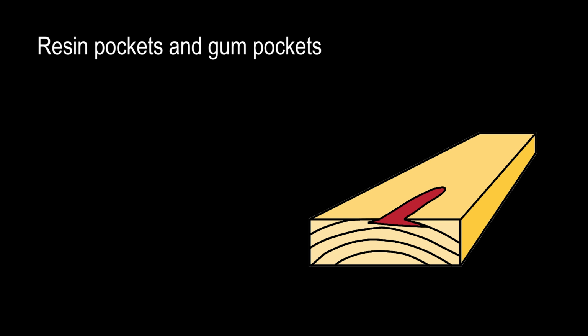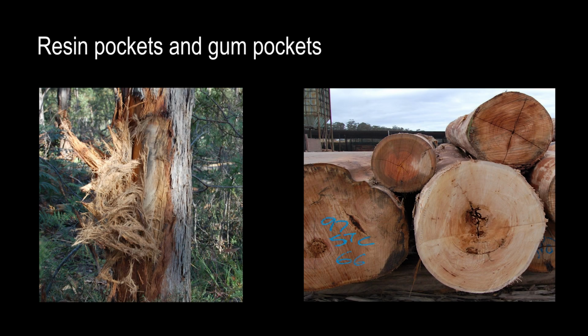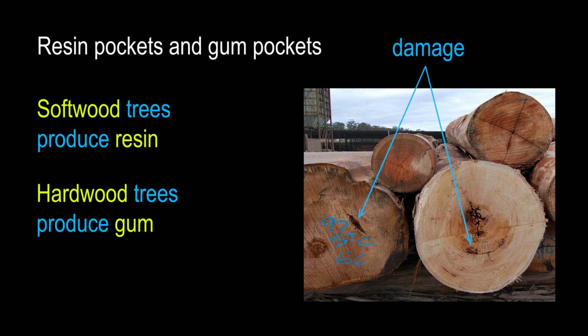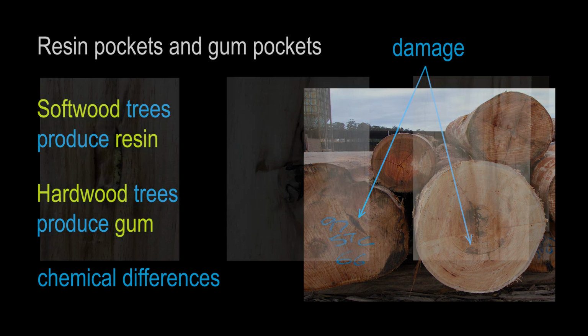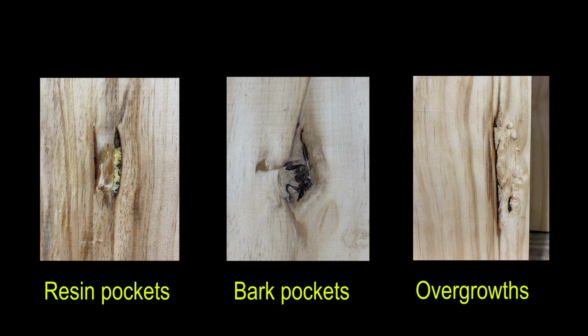Resin pockets and gum pockets occur when a tree suffers an injury and patches up the damaged area to stop insects and fungal spores from entering through the wound. Softwood trees produce resin, and hardwood trees produce gum, but apart from the chemical differences in these substances, their function is much the same.